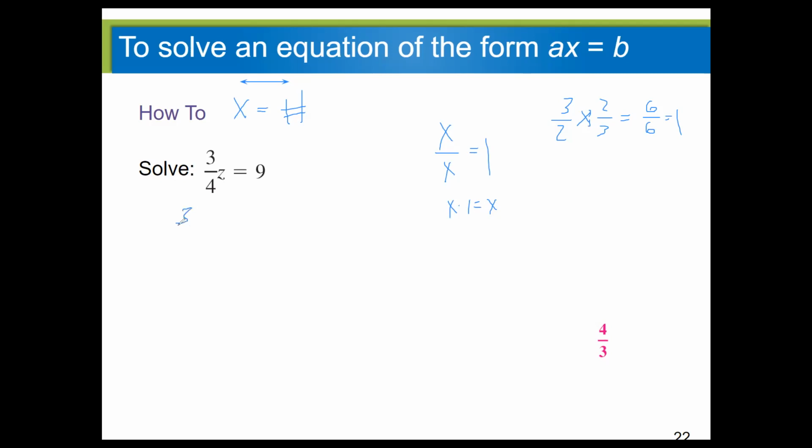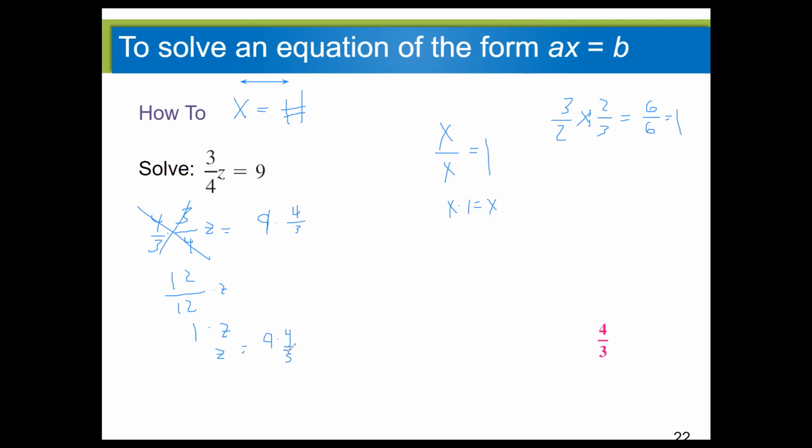Or if I say I have 3 over 4 times z, I can multiply both sides by 4 over 3. Again, what is my opposite? I use my opposite to get rid of it, right? Because 3 times 4 is, what's that, 12? And 4 times 3 is 12. So I have 12 over 12 times z, which is, 12 over 12 is 1. 1 times z, which is just z. So I've successfully blown this up by multiplying by the reciprocal. Or, as we'll get to later, multiplying by the reciprocal and dividing are the same thing, right? So all I have left is 9 times 4 over 3.